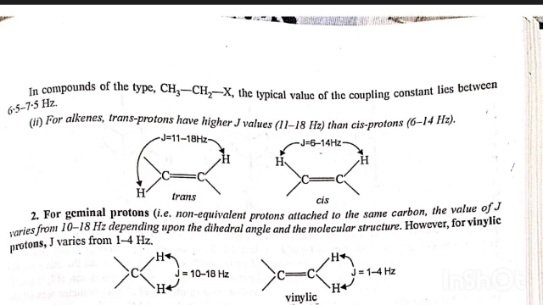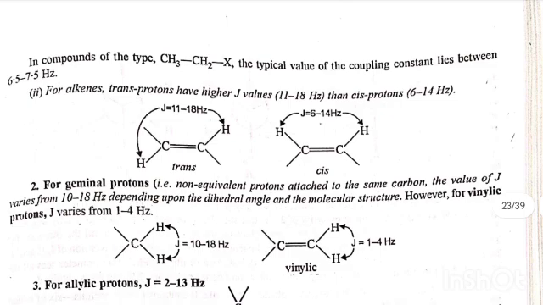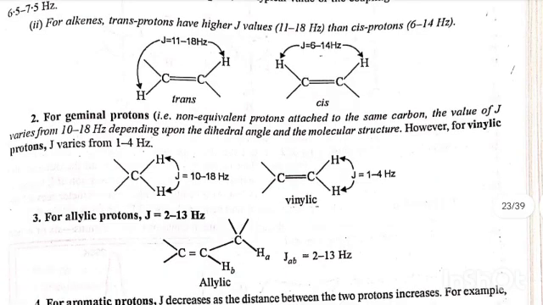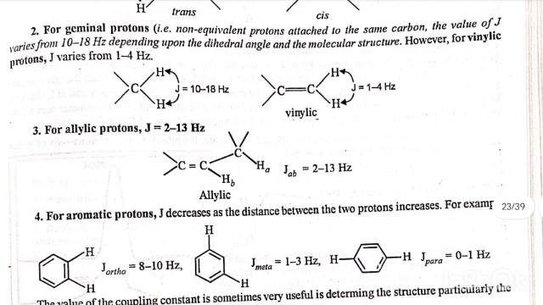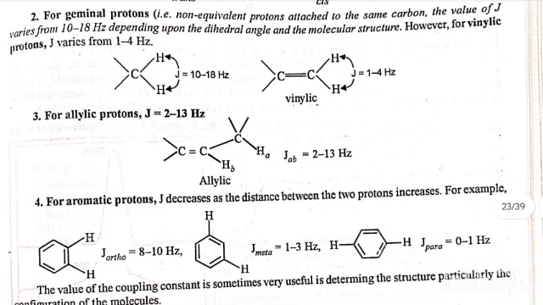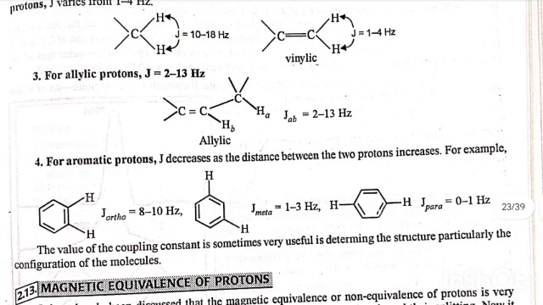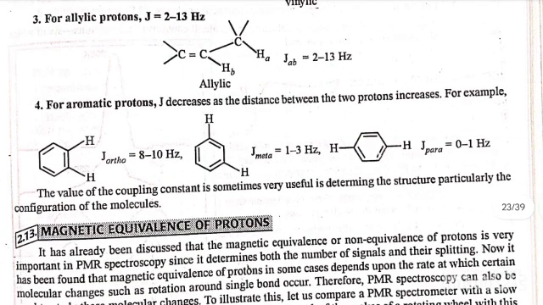For alkenes, trans protons have higher J values, 11 to 18 Hz, than cis protons, 6 to 14 Hz. For geminal protons, that is, non-equivalent protons attached to the same carbon, the value of J varies from 10 to 18 Hz depending upon the dihedral angle and the molecular structure. However, for vinylic protons, J varies from 1 to 4 Hz. For allylic protons, J is equal to 2 to 13 Hz. For aromatic protons, J decreases as the distance between the two protons increases.